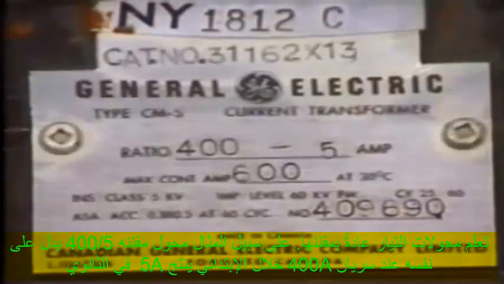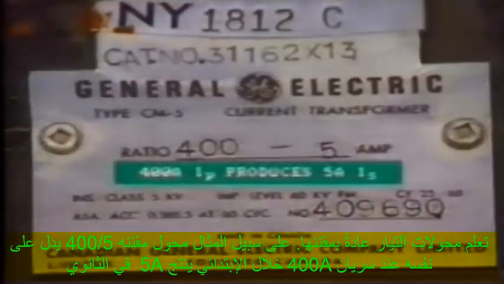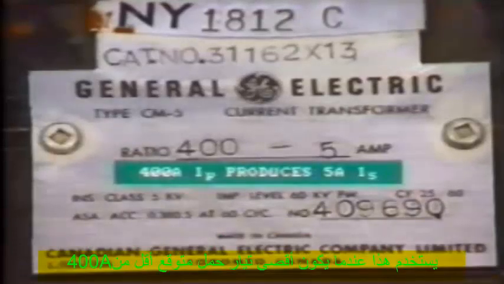CTs are normally marked with their rating on the nameplate. For example, a 400 to 5 amp rating speaks for itself. 400 amps flowing through the primary will produce 5 amps in the secondary. This would be used where the anticipated maximum load current is just below 400 amps.